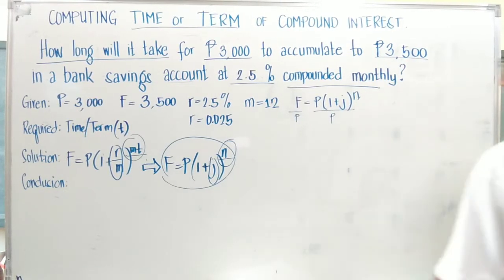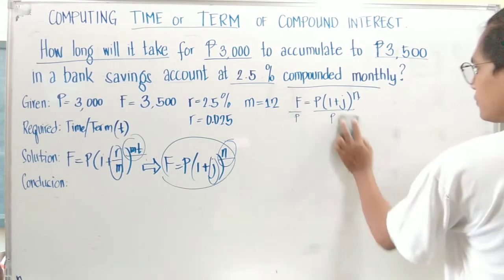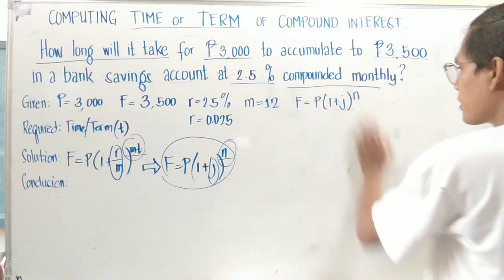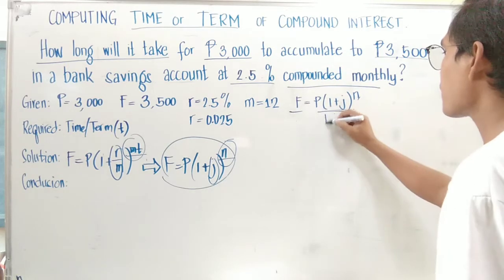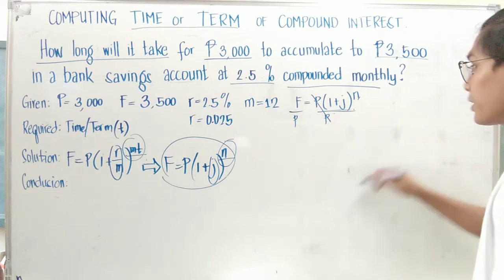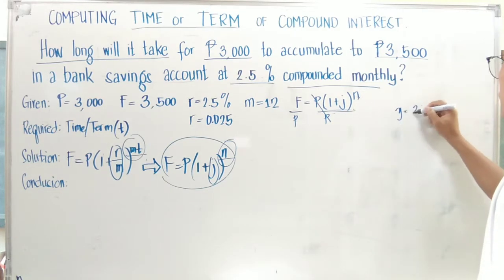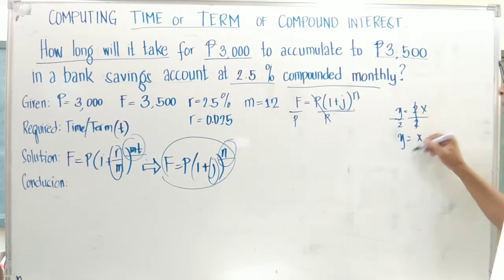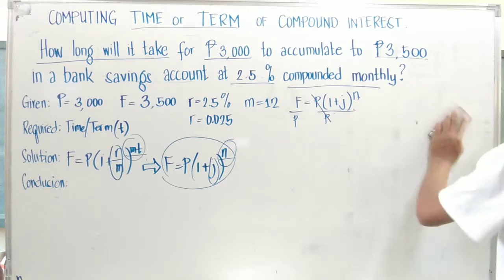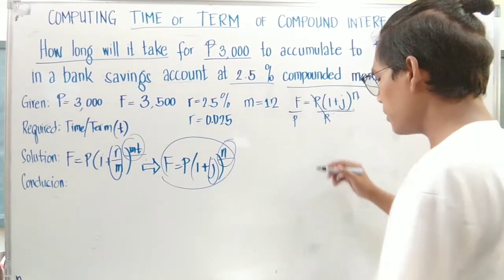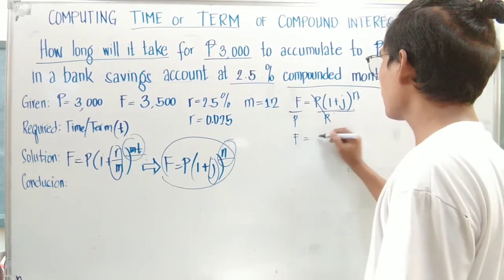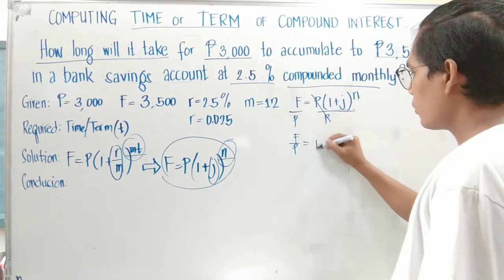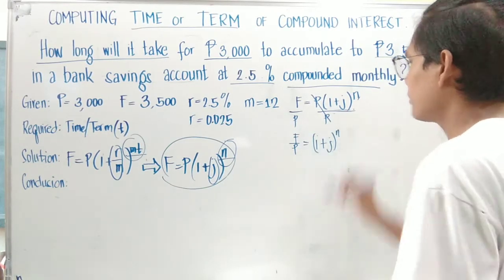So in analogy, we have F equals P times the quantity of 1 plus j raised to n. So we will be dividing both sides by P to eliminate P in here. Just like y is equal to 2 raised to x, to eliminate 2 on the other side, we divide by 2 on both sides. We have y equal to x. Just like that one. So eliminating P on the other side, we have F over P equals 1 plus j raised to n.